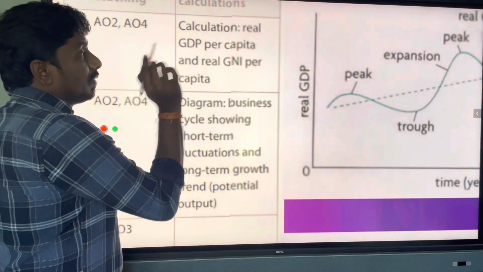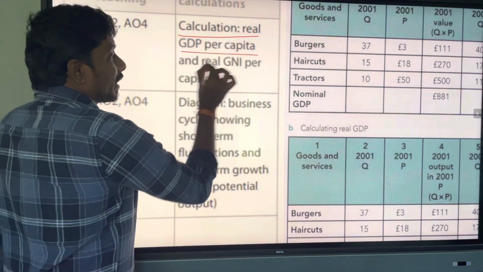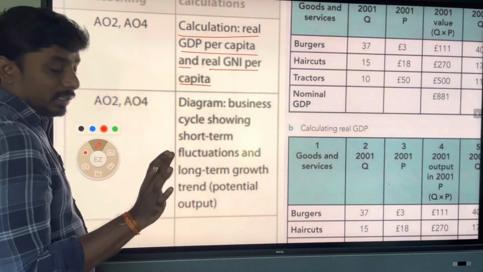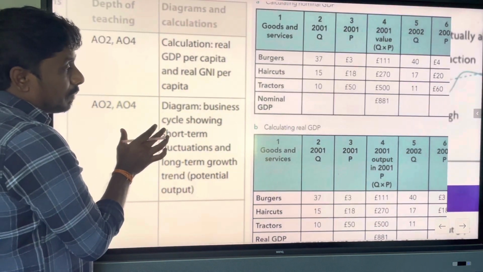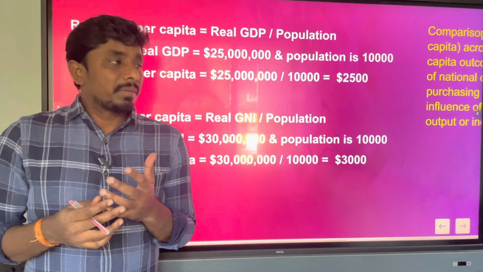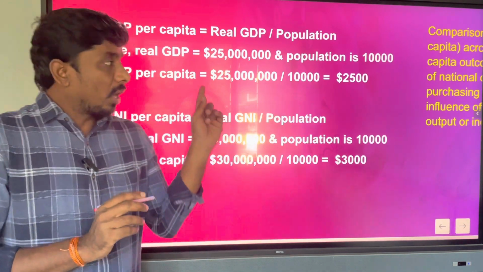So look, they will be asking questions like, you need to calculate real GDP per capita and real GNI per capita. That's it. One second, I'll show you one example. Real GDP per capita and GNI per capita technically mean the average income of the citizen. So how can we calculate it?